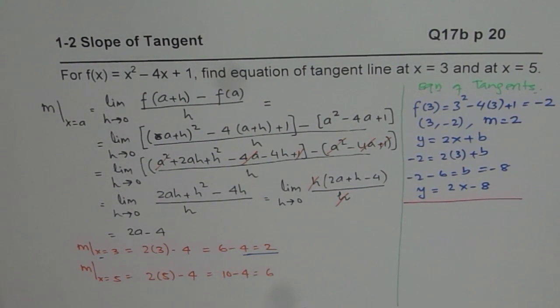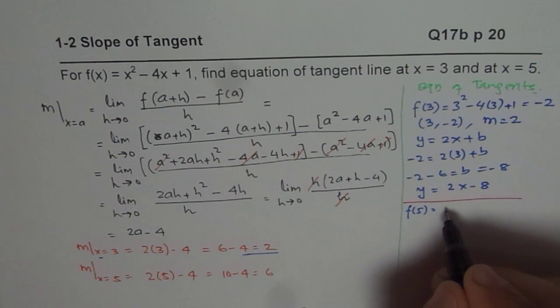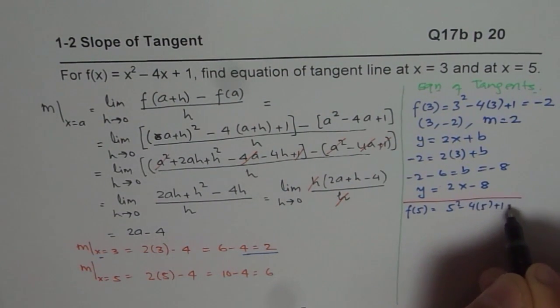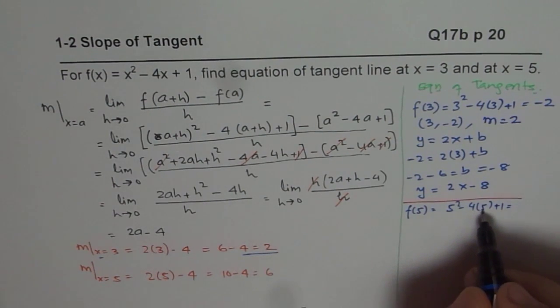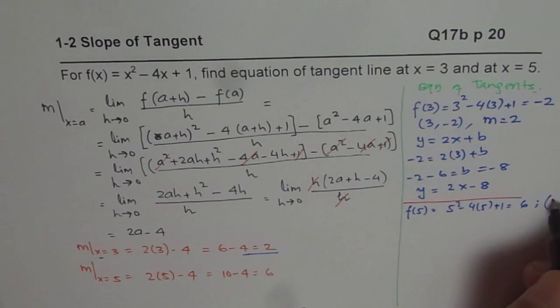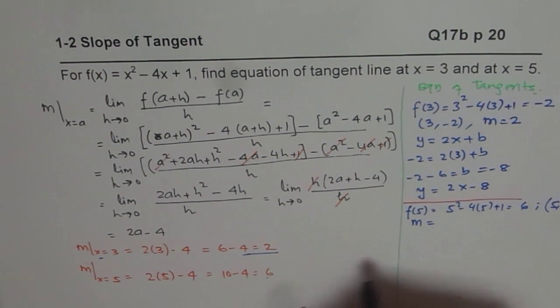So for the second line, f of 5 is how much? f of 5 is equal to 5 squared minus 4 times 5 plus 1, that is 25 minus 20 is 5. 5 plus 1 is 6. So the point for us is 5 and 6. And we know the slope m is equal to 6.